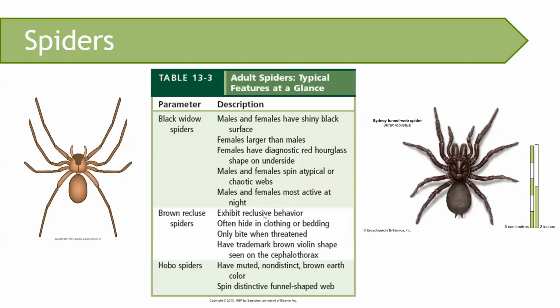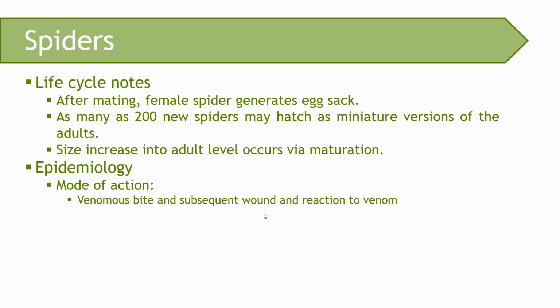We also have your spiders. We have your black widow, brown recluse spider, and the hobo spiders. And these are the descriptions of our spiders. Ito naman, no known infestation. What it is capable to transmit is the venom. Venomous bite and subsequent wound and reaction to venom.